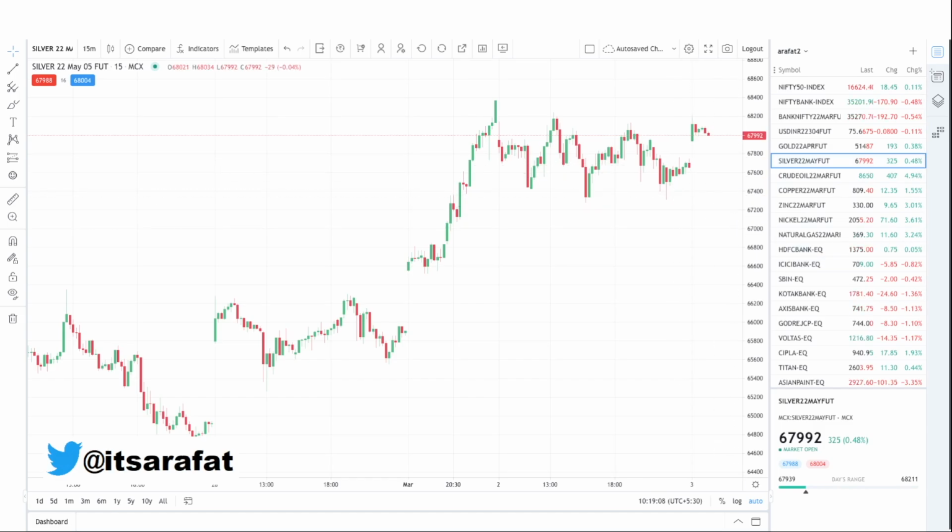Silver is trading at 67,990, almost 68,000 rupees. Silver resistance at 68,800 rupees. Silver support at 67,020 rupees.